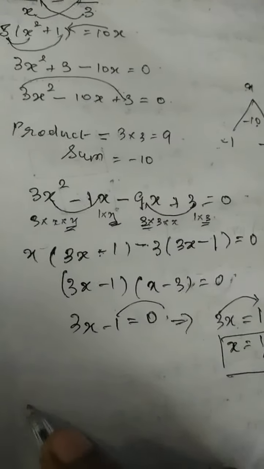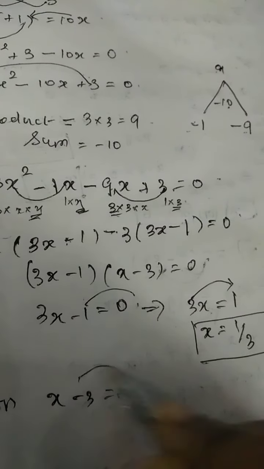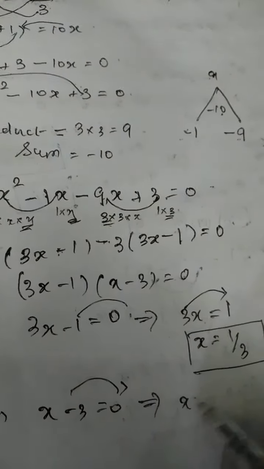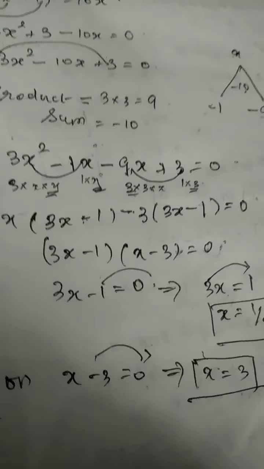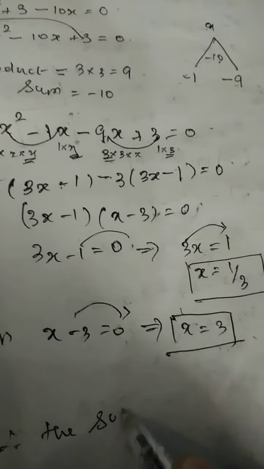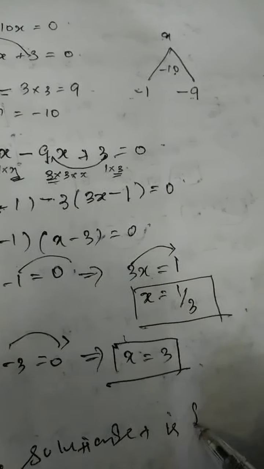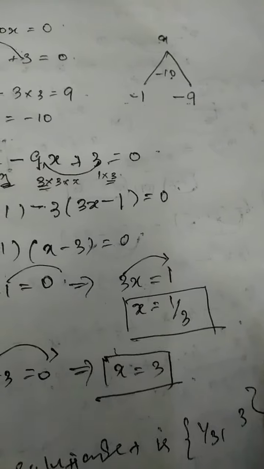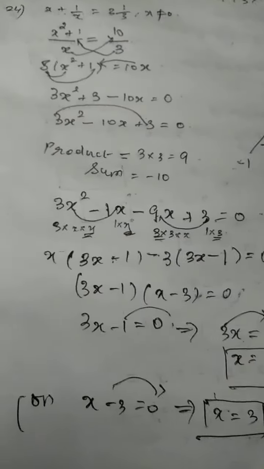Similarly, take the second factor and do the same. X minus 3 is equal to 0. Transpose your minus 3 to the other side. So x is equal to 3. Right? So the two answers, therefore the solution set is 1 by 3 and 3. So this is the method to find out the answer to the problem.